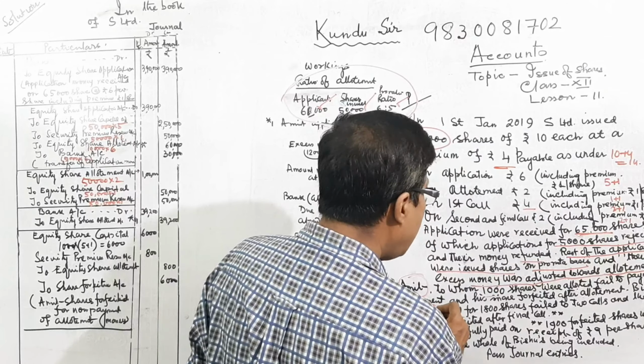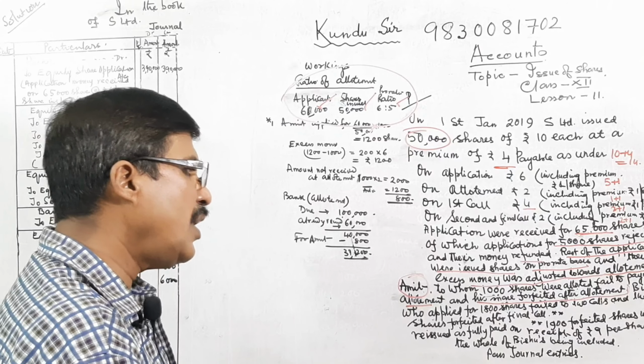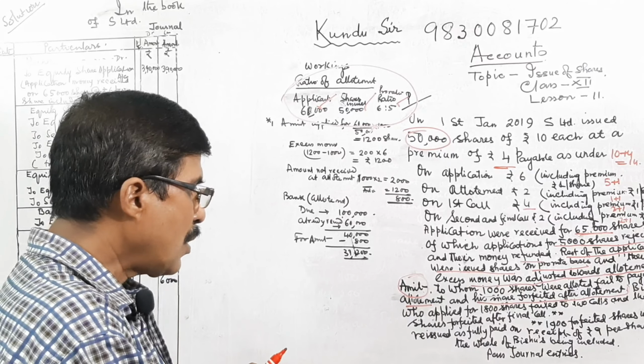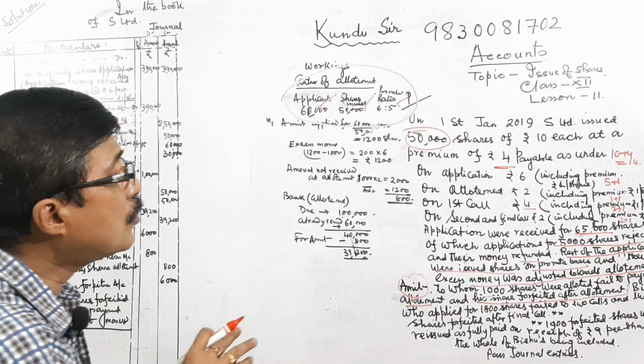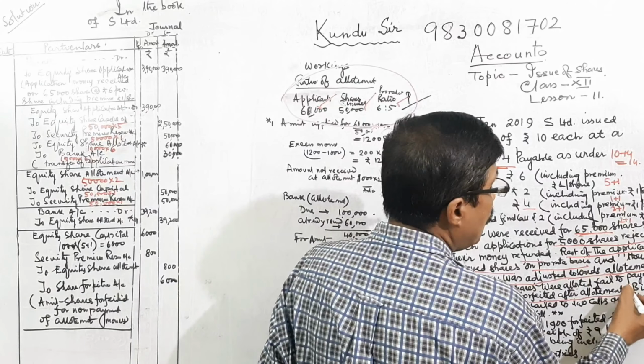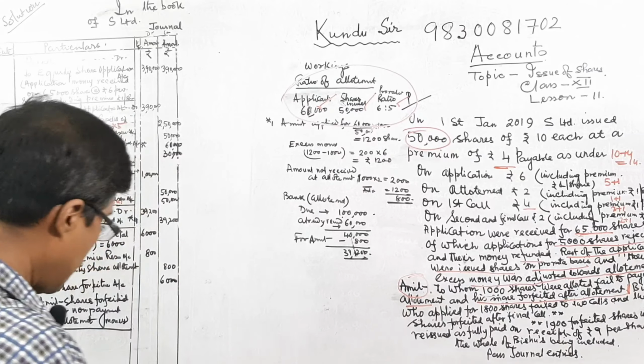Out of these 1,900 shares, the forfeited shares of Amit and Vishnu were reissued as fully paid shares on receipt of 9 rupees per share, with the whole of Vishnu's shares being included. That means we are reissuing the 1,900 shares, in which Vishnu's shares are fully reissued, but we are holding some shares related to Amit. Now we want to solve the problem up to Amit, thereafter we will go to Vishnu.